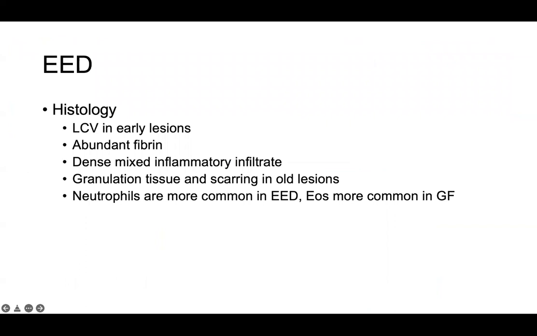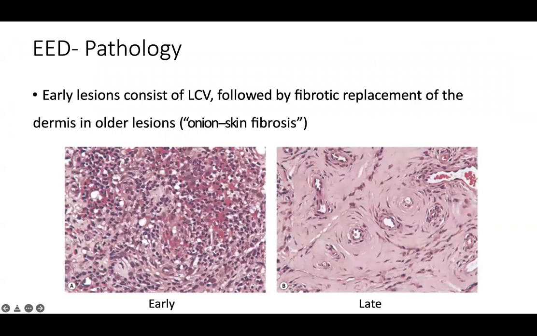So in early lesions, you'll see LCV, abundant fibrin, mixed dense inflammation, and granulation tissue, and scarring starts to happen in older lesions. So that onion skin fibrosis, it actually does look like onions here in the late stage. You can even have areas that look like a sclerotic fibroma in your late stage of erythema elevatum diutinum. But in your early stages, that's where you've got most of the LCV and the mixed inflammation and the vasculitis process happening. And once that vasculitis is burned out, then you progress to this onion skin fibrosis in the late stage.